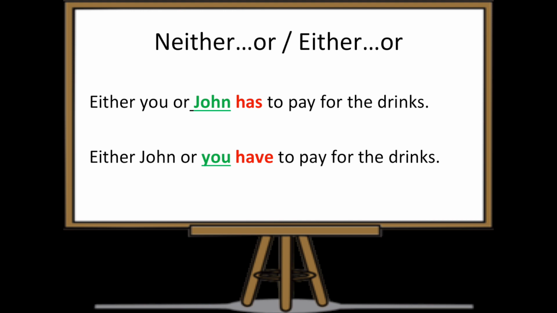So you have to look at the closest noun to the verb. Closest noun, okay? Not the first. The first one doesn't matter. Look at the next noun. So the next noun was John just now, right? So either you or John has to pay for the drink. Okay, got it? But if you switch it, either John or you, has or have. Yes, you use have to pay for the drink. Look at the noun that is closest to the verb. Okay, got it? Very good.